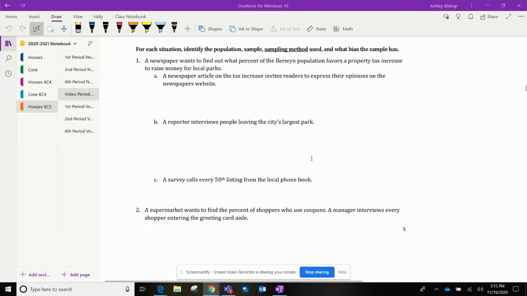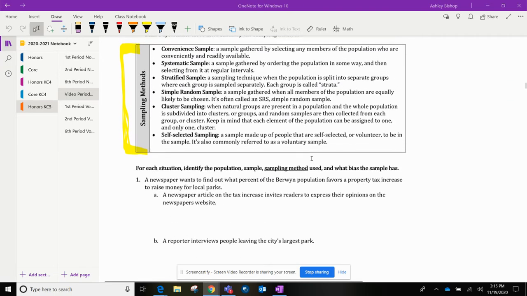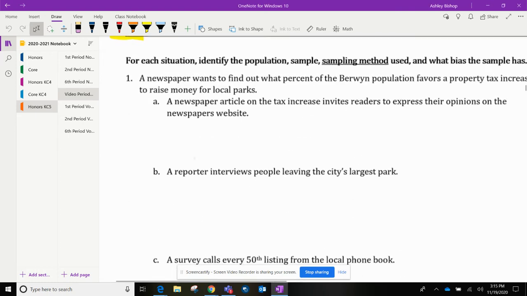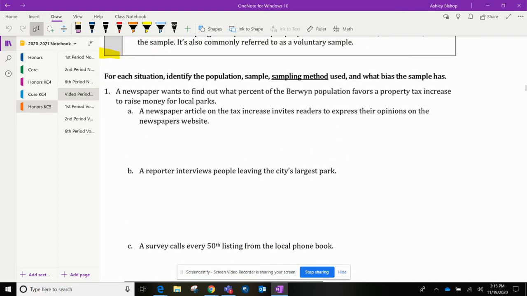Okay, so on page 5, the bottom of page 5, we're going to do a couple of examples. The examples say to find the population, the sample, the sampling method, and the bias. And so this all happens pretty quickly.